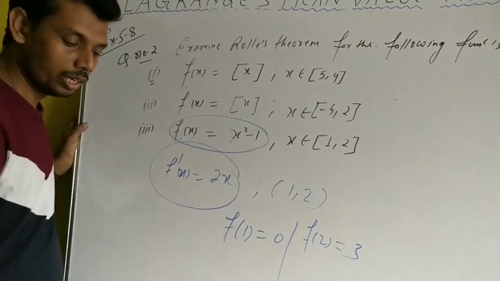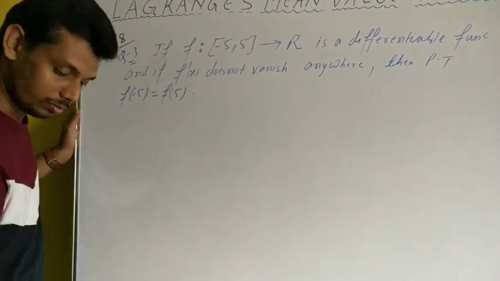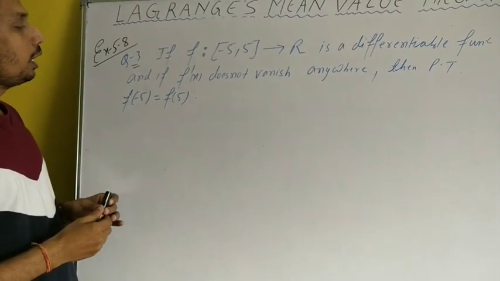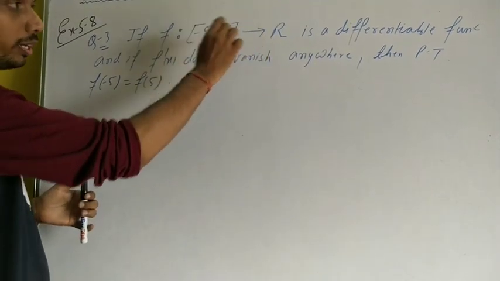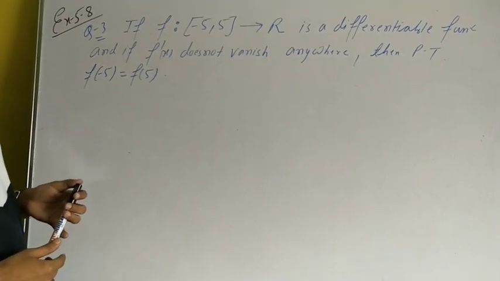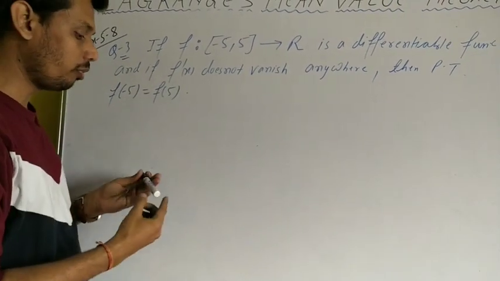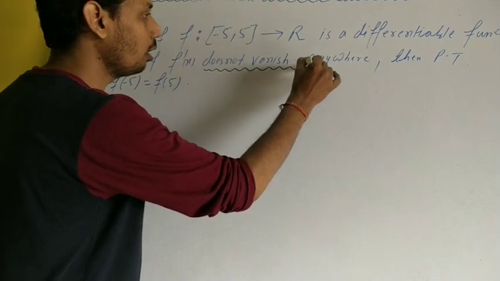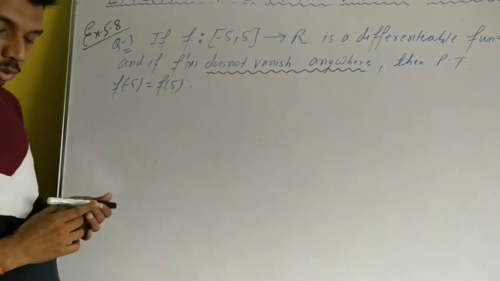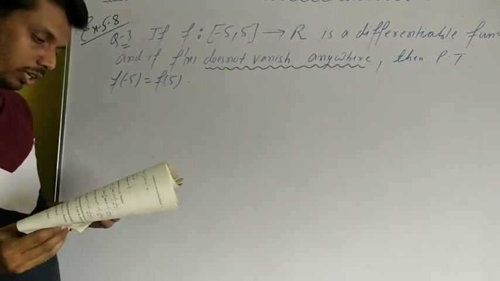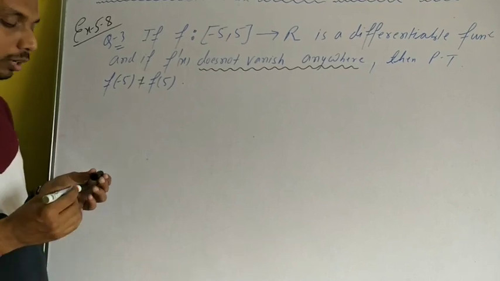Now let us see question number 3. If f is such that f from the closed interval -5 to 5 to the set of real numbers, this is how the function is defined, is a differentiable function, and if f dash x does not vanish anywhere, then prove that f of minus 5 is not equal to f of 5. That's what we have to prove.